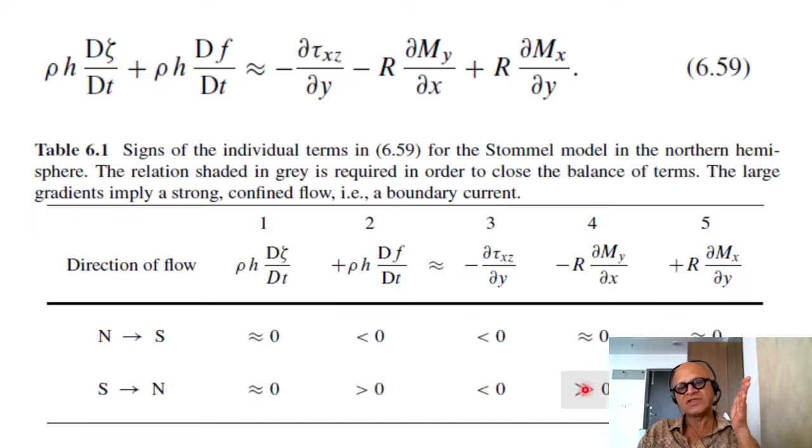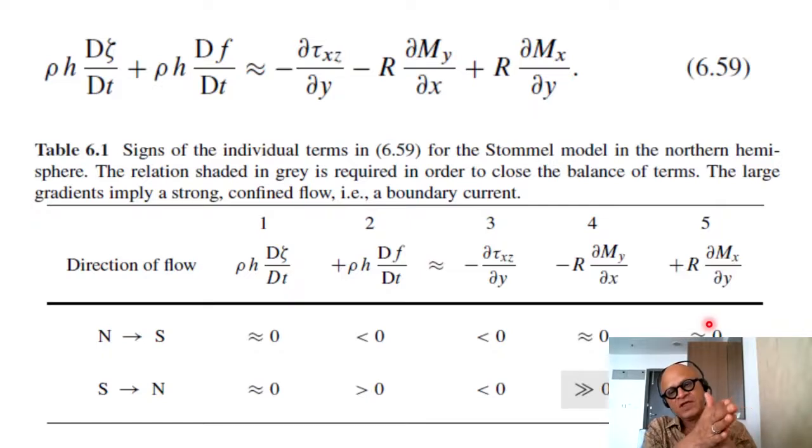So you need the western boundary friction term to balance the interior mass balance and vorticity balance. Okay, I hope it's clear. There are many other ways to explain this, but this is the way it's done in the book, so make sure you follow through. And the meridional term is 0 here.